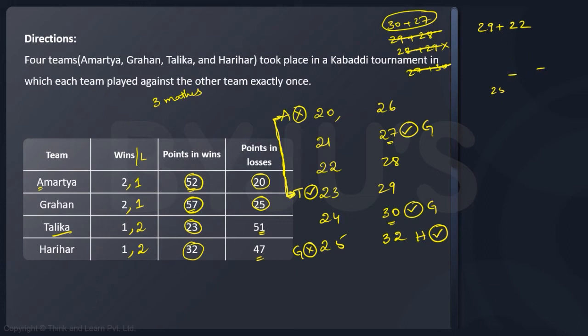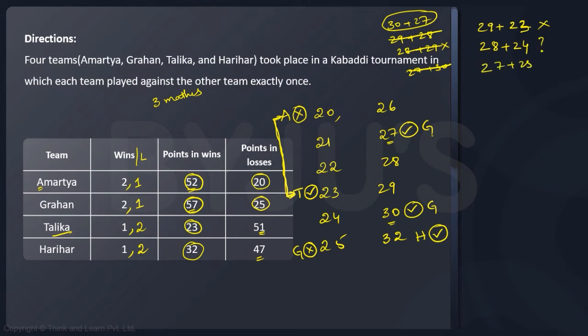29 and 22 is done. 29 and 22, that's 52. Okay, 29 and 23 will also give you 52, correct? But this is not possible because 29 is available, but 23 is taken. 28 plus 24 is possible. 28 is available, 24 is available. Could be possible. Let me look at the other possibilities.